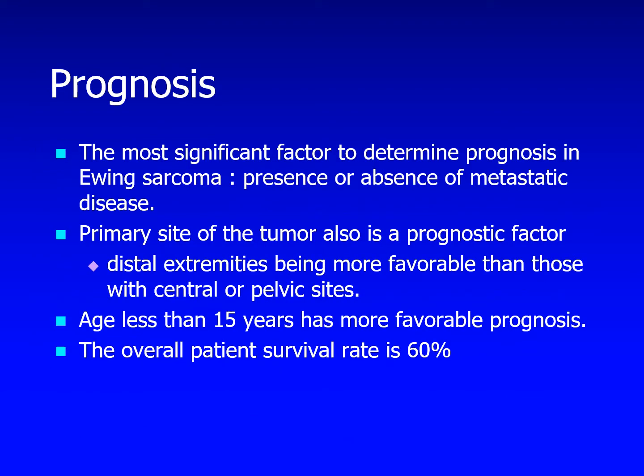The most significant factor to determine prognosis in Ewing sarcoma is the presence or absence of metastatic disease. The primary site of the tumor is also important in determining the prognostic factor. Distal extremities have a more favorable prognosis than those with central or pelvic sites. Age less than 15 years old has a more favorable prognosis. The overall patient survival rate is around 60%.